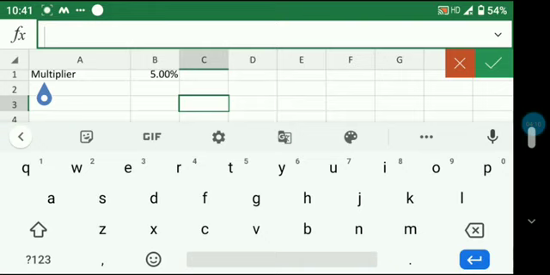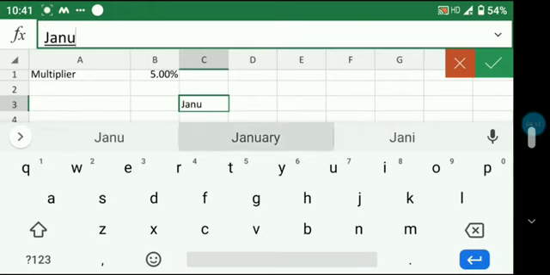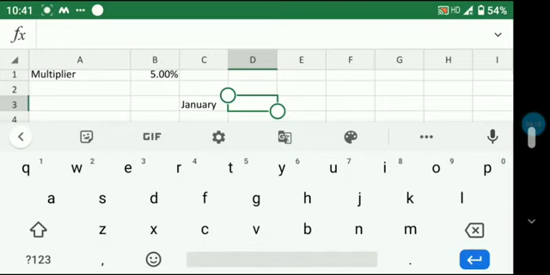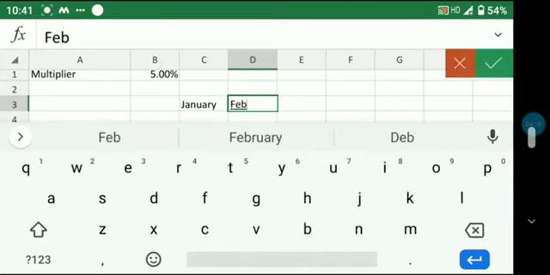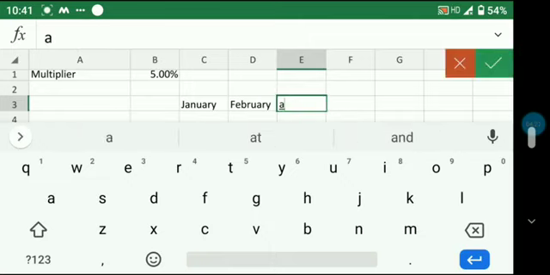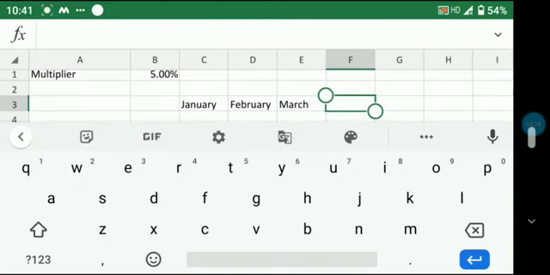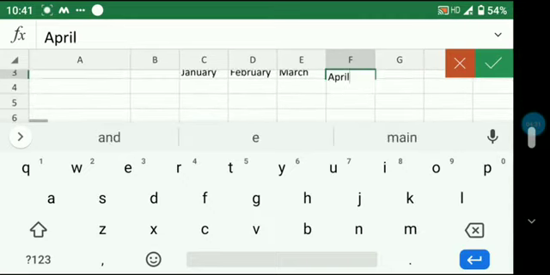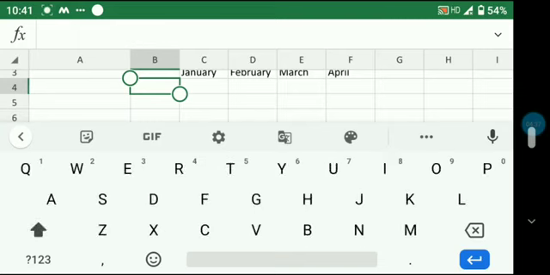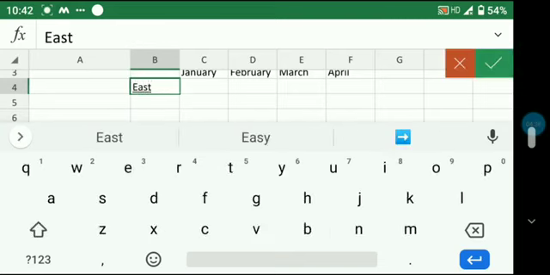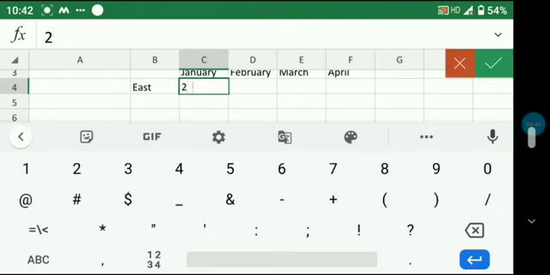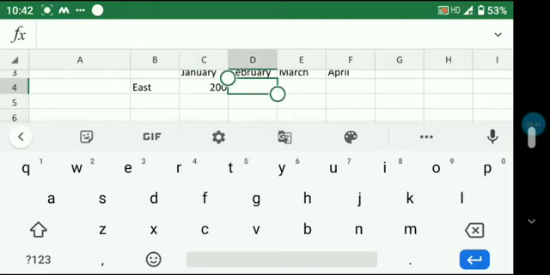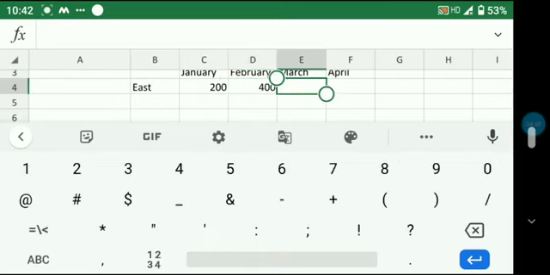Here I start writing January. Here it is February. March data. It is the April data. Okay, and here in the East, the sale is 200. In February it is 400. In March it is 600.